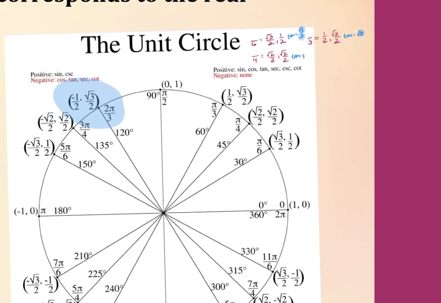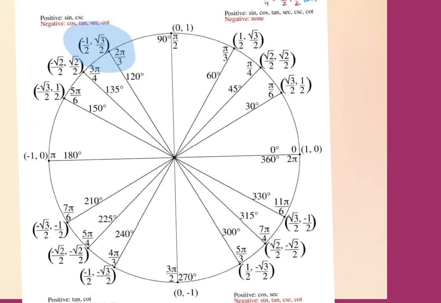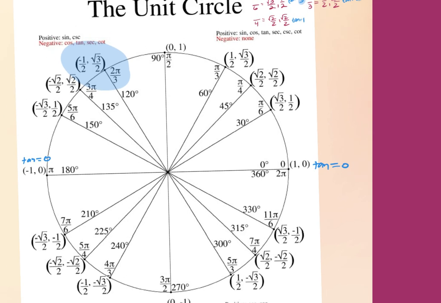On the right and the left, y over x would be 0 over 1, so my tangent is 0. And at the top and the bottom, it would be 1 over 0, so my tangent is undefined.